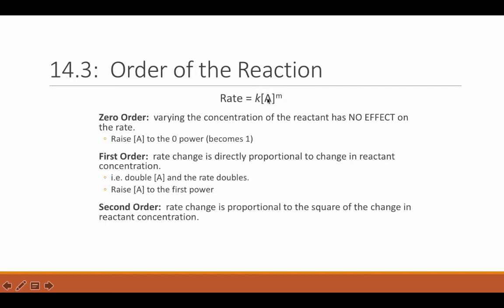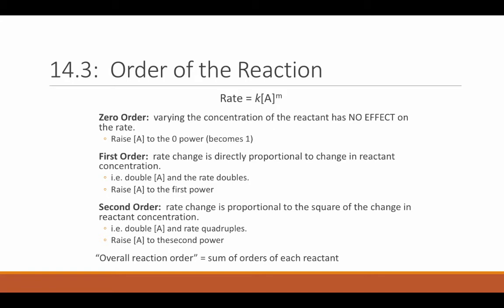Finally, a second order reaction is a reaction in which the rate is proportional to the square of the concentration. So, if we find experimentally that doubling the concentration of A will quadruple the rate, then we know that the reaction is second order. M here would have a value of 2, meaning the concentration of A is squared.